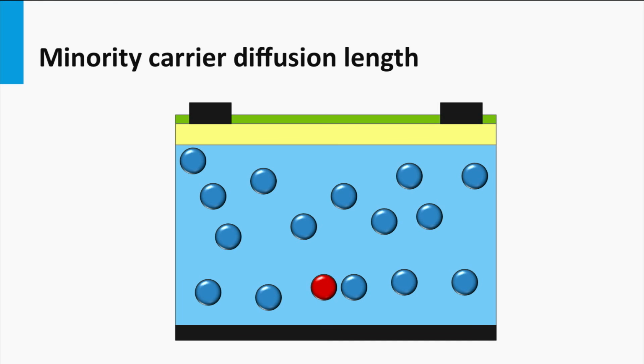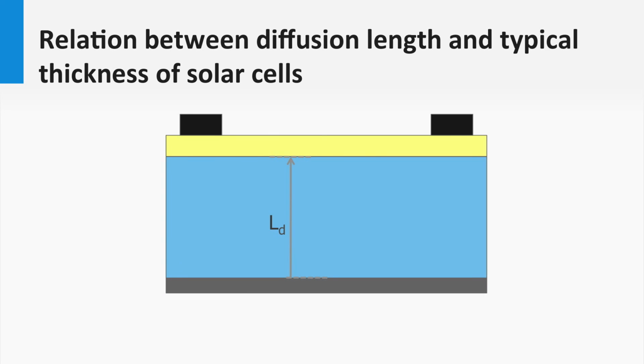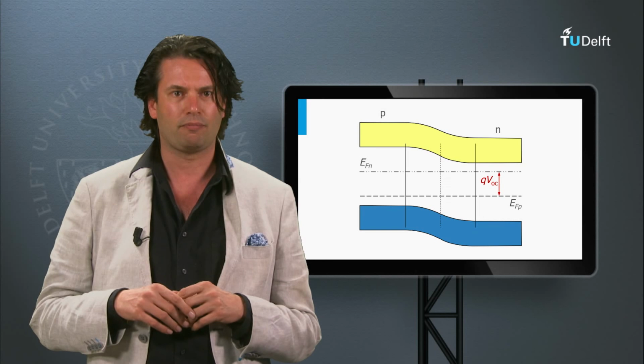But let's assume that these charge carriers are excited at a depth deeper than the typical diffusion length. The excited charge carriers recombine within the typical diffusion length before arriving at the p-n junction. In other words, their lifetime is too short. This means that all charge carriers generated at a depth greater than the diffusion length from the p-n junction cannot be collected. If the charge carriers are generated at a depth shorter than the diffusion length, they can be collected. This means that the diffusion length of the minority charge carrier limits the maximum thickness of the solar cell.